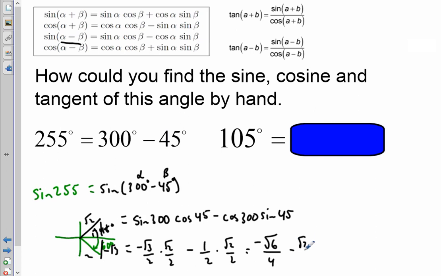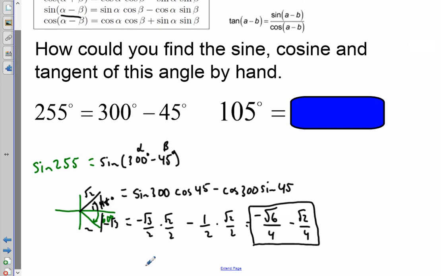Minus the square root of 2 over 4. And we can simplify it and put those together. But in any case, that would be our solution. That is our answer. Okay? We can do the same thing for another angle. So whenever we can break down any angle, we can do this with any other values as well. We can do this same thing and go into cosine and tangent and so on.